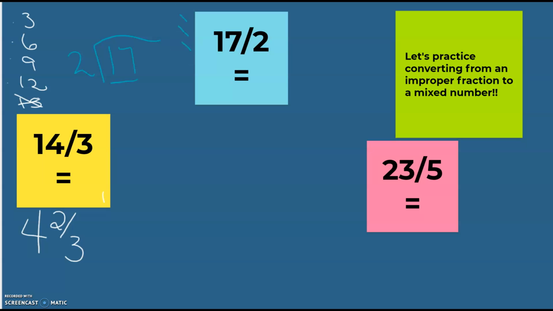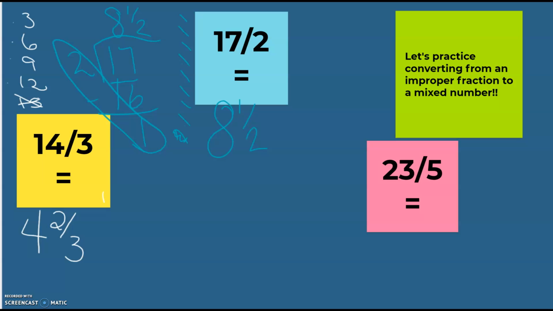2, 4, 6, 8, 10, 12, 14, 16, 18. That one's too many, so I'm just going to count these: 1, 2, 3, 4, 5, 6, 7, 8. I can get to 8 of them. That's going to equal 16, and then I'm going to subtract that. 17 take away 16 is going to be 1. Remember, this is your last fraction. The 1 is your numerator, the 2 is your denominator. So 17 halves will convert to 8 full pizzas and 1/2 of a 9th pizza.